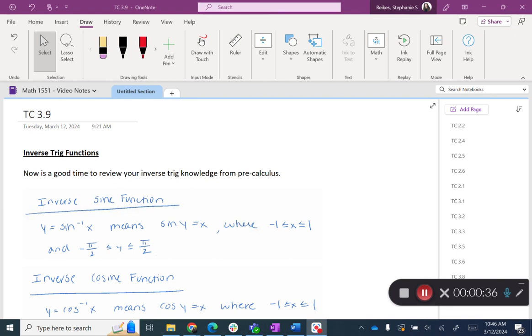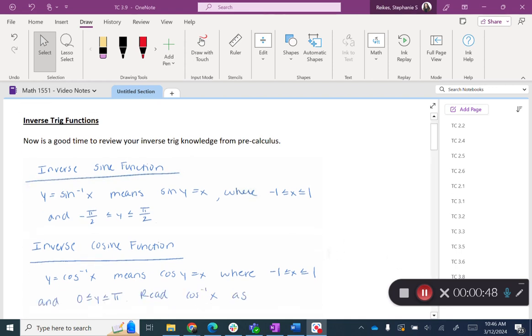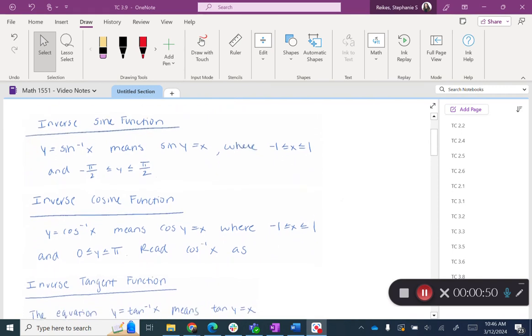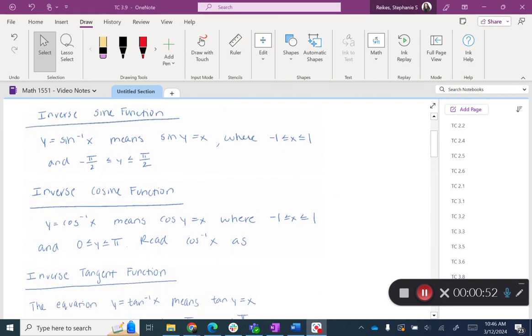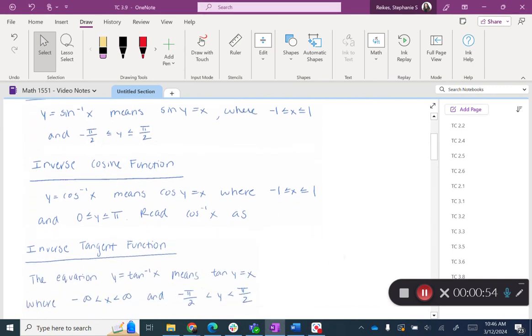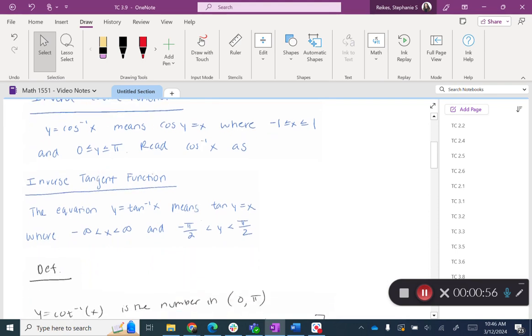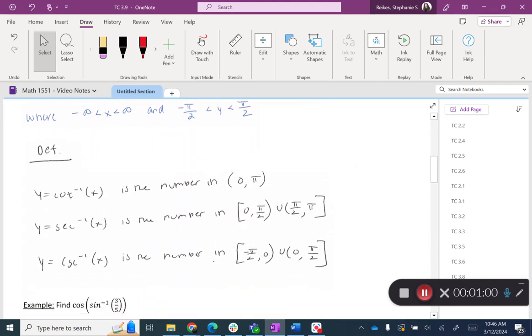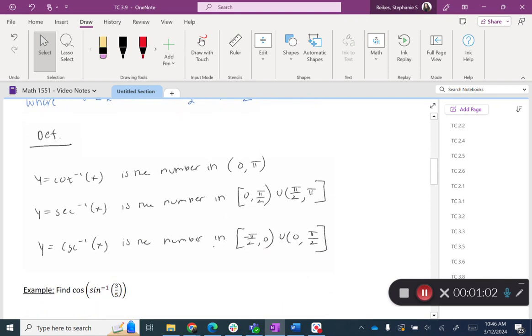Next, I'm going to slide down so you can see the various definitions for inverse trig functions. Feel free to pause as needed to write down any rules you may have forgotten from pre-calculus. So we've got our inverse sine, cosine, and tangent. And then our definitions for cotangent, secant, and cosecant.